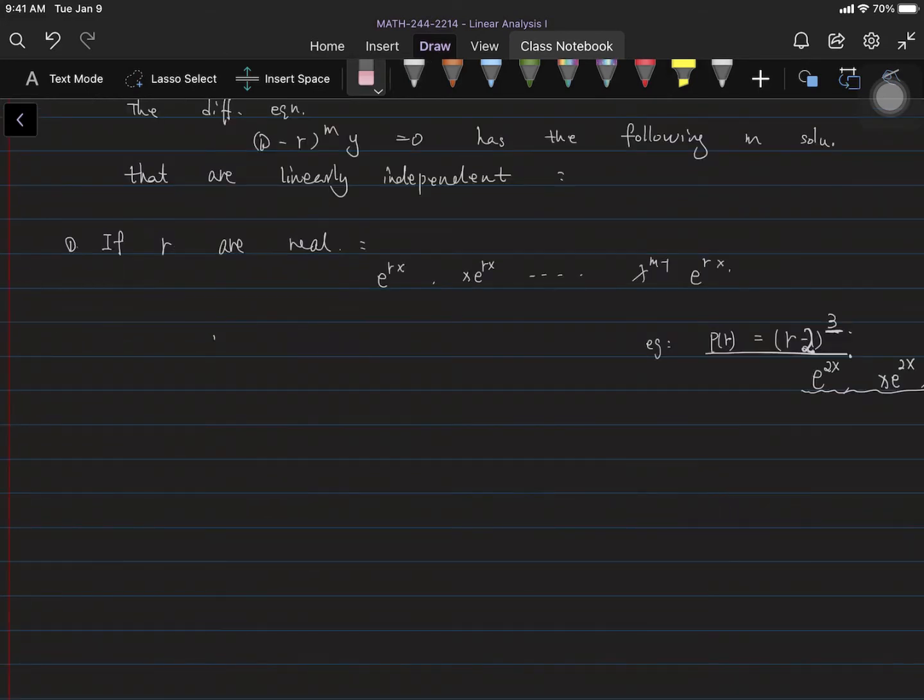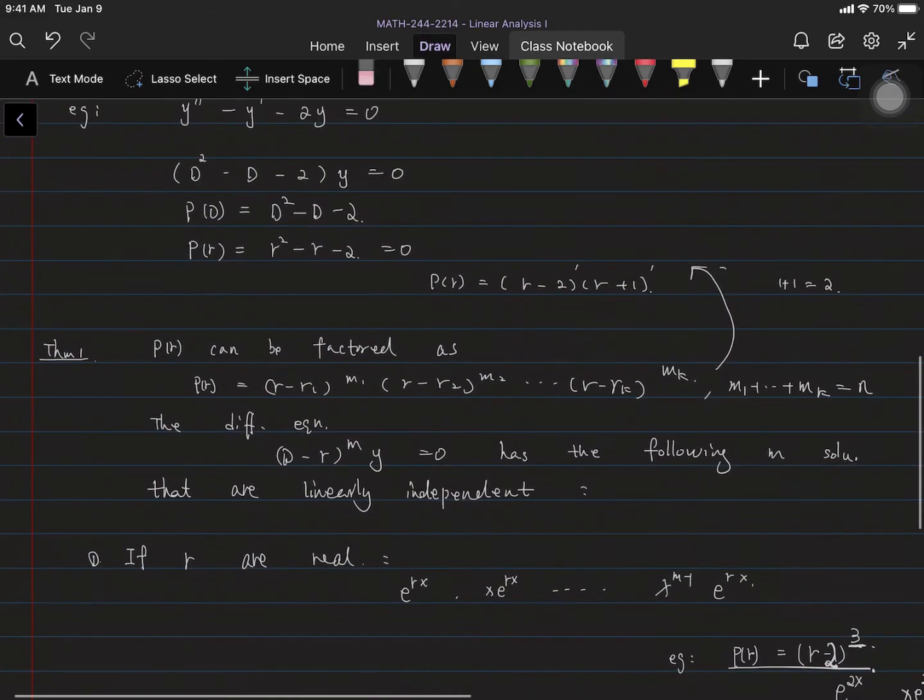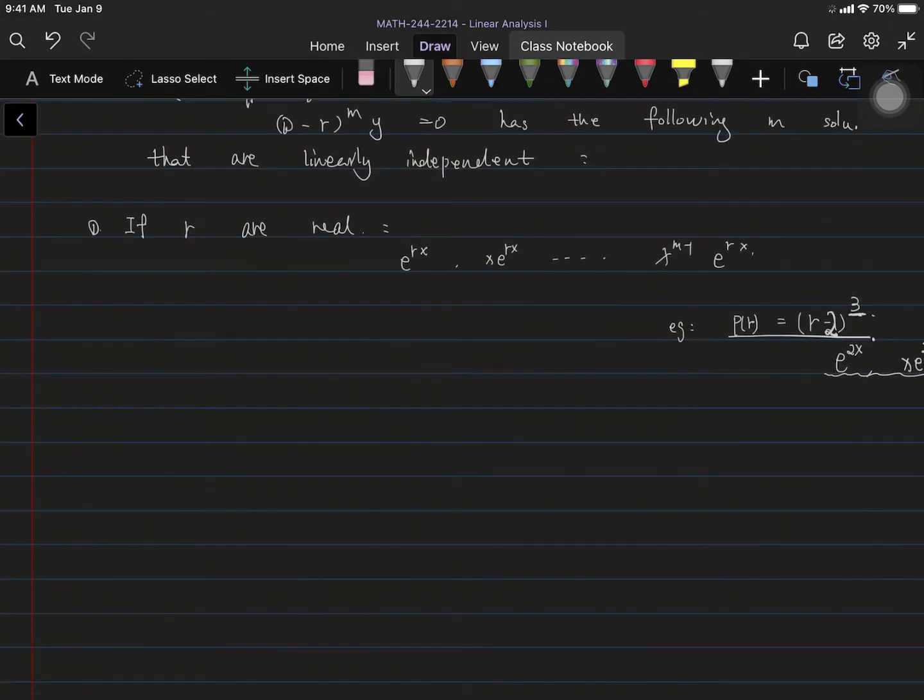Now let's take a look at the example. From the example we can see this easily. Now let's see example 1. Determine the general solution to this differential equation. So we start from the easy one. In the future, we may have more complicated differential equations.